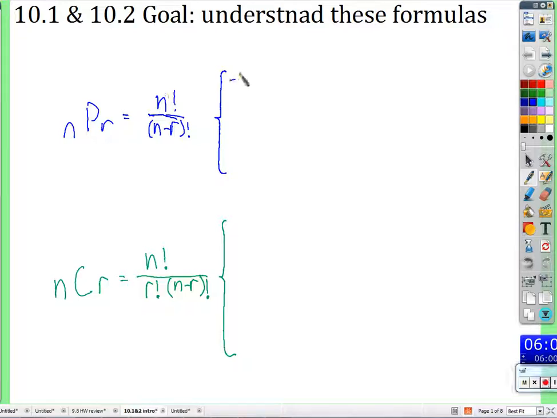So, this would be P for permutation. Permutations, that would mean, like this is the meaning of the word permutations, unique orderings.